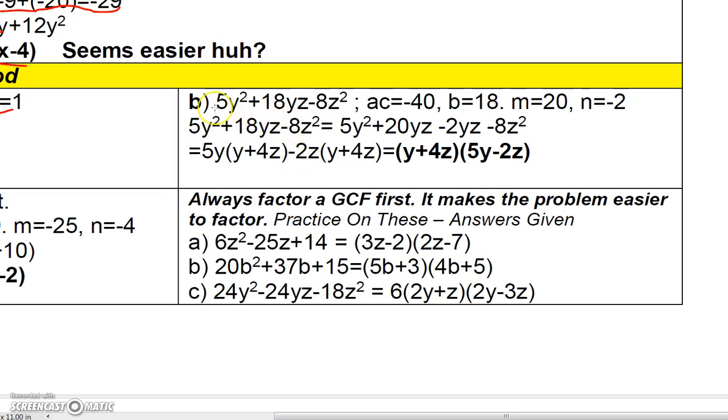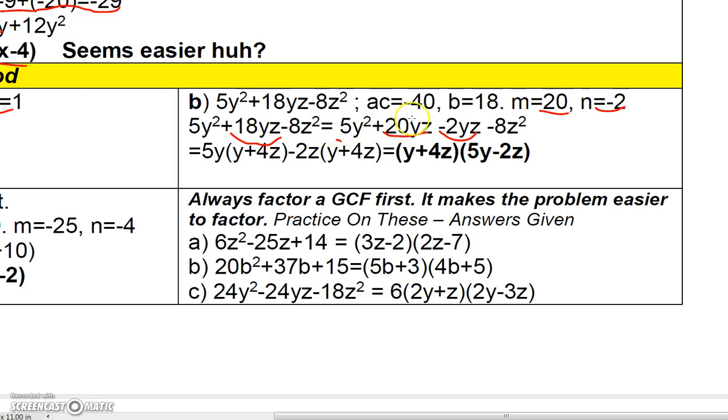Okay, here's another one. Notice AC, 5 times negative 8 is negative 40, and B is positive 18. So we need two numbers whose product is negative 40 and whose sum is 18. Well, that would be 20 times negative 2, because 20 times negative 2 is negative 40, and 20 plus negative 2 is positive 18. So that means I need to replace the term in the middle here, the 18yz, with 20yz minus 2yz. And then once I do that, I can factor out the 5y.